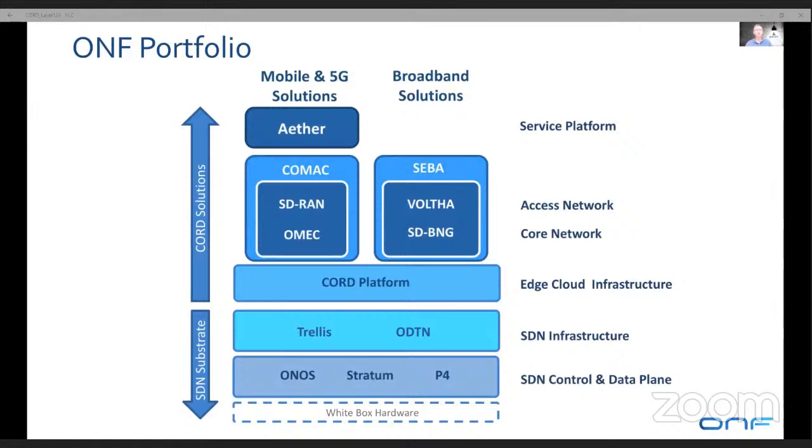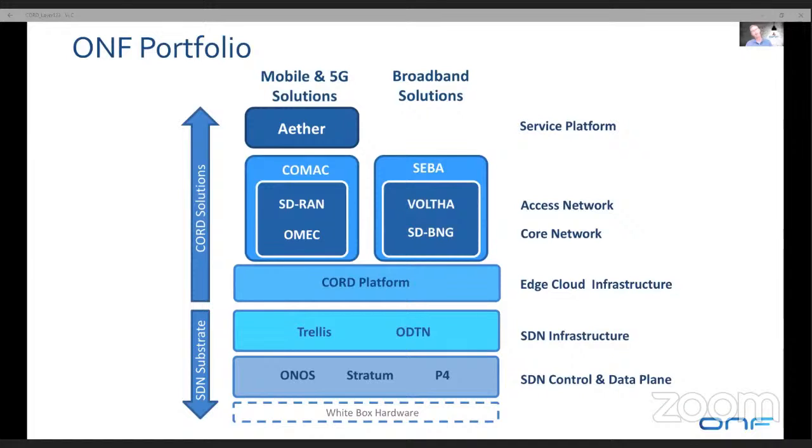And on top of that infrastructure, we build different control applications to manage the network, Trellis being a predominant one. Then on top of that SDN infrastructure live the CORD solutions, which you can think of as having the CORD platform as the foundation, and then solutions in both the mobile 5G direction and the broadband direction. Moving up the stack in the 5G direction, you'll find COMAC as the main project, but there are some projects that are now becoming quite important. OMEC is the Open Mobile Evolved Core, and SD-RAN is the implementation of RAN.